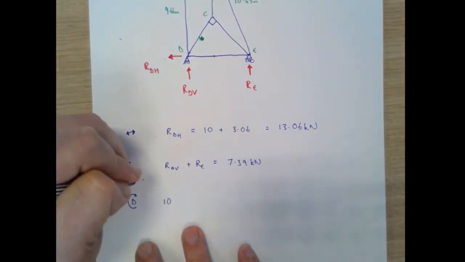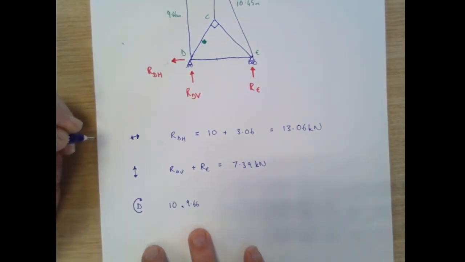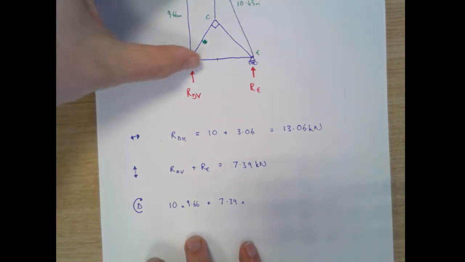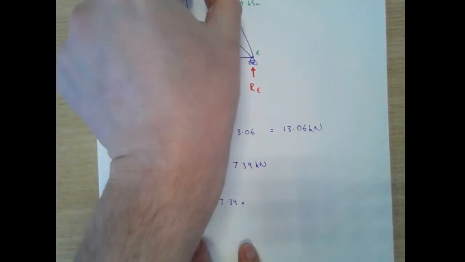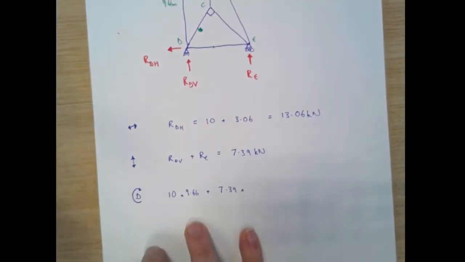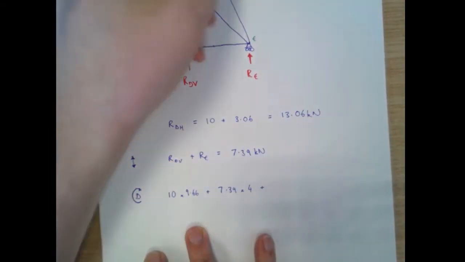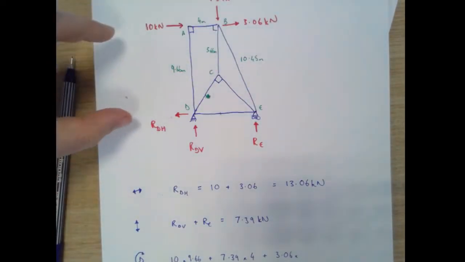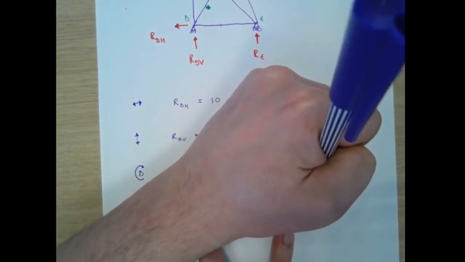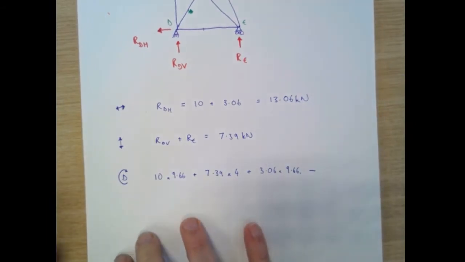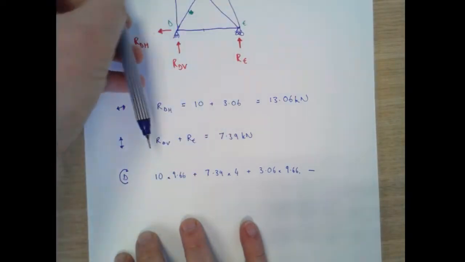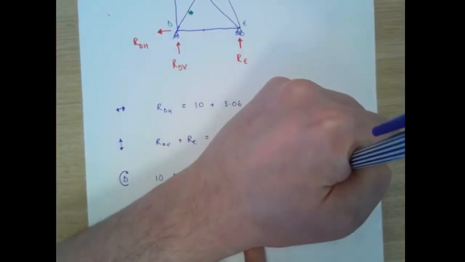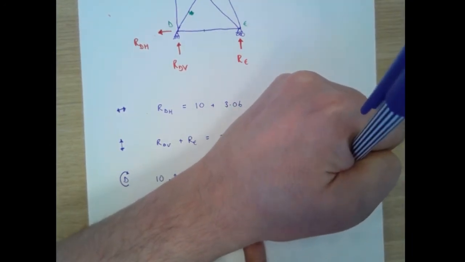So it's going to be 10 kilonewtons, that's our first force, multiplied by 9.66 meters, plus 7.39 kilonewtons, multiplied by, so the 9.66 was that distance. Here we've got a vertical force, so we're interested in that distance. So that is 4 meters, plus 3.06 multiplied by, again, that distance, which is 9.66 meters, minus, because all of those forces are tending to pull it that way, but Re is kind of resisting everything else, so it's in the opposite direction, it's an anti-clockwise moment. The force is Re, and the distance is 8 meters.